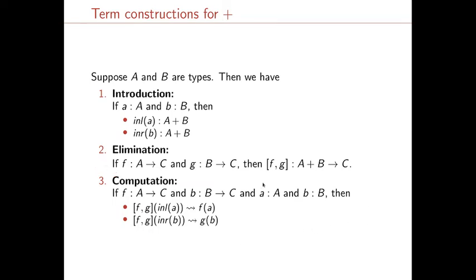And then the computation rule says that if we have a proof of A or B, or a function from A plus B to C, and we evaluate it on an element that comes from A, then we get f of that element. And if we have this function f comma g from A plus B to C, and we evaluate it on an element that comes from B, then this function evaluates to g of that element b.